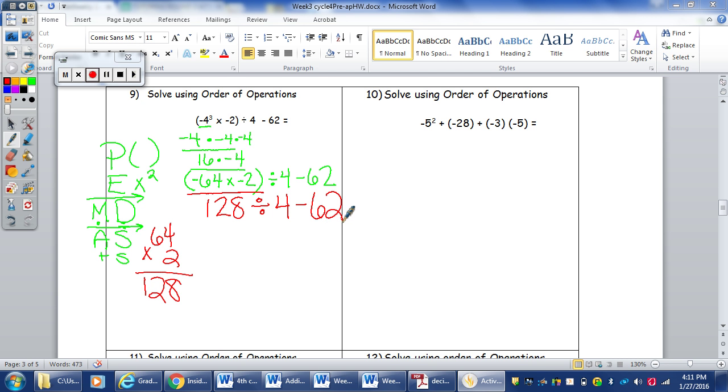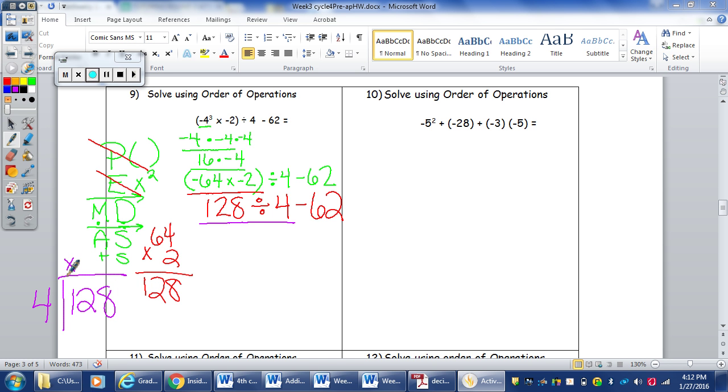Okay. So we're done with the parentheses. We already took care of the exponent inside the parentheses. And now I see that we're down to division and subtraction. So I'm going to change color. I see I need to divide first, so I need to take 128 and divide it by 4. So you should be working this out.